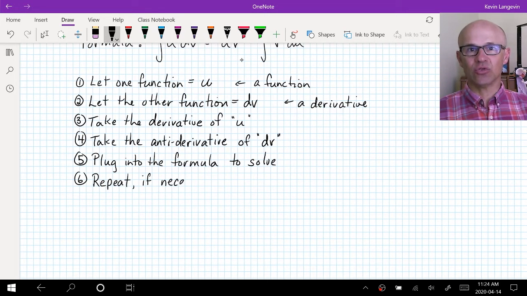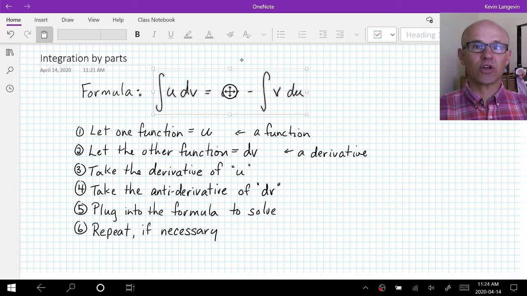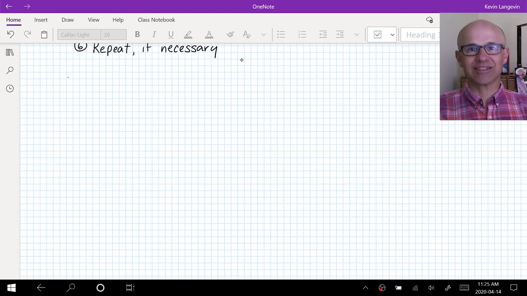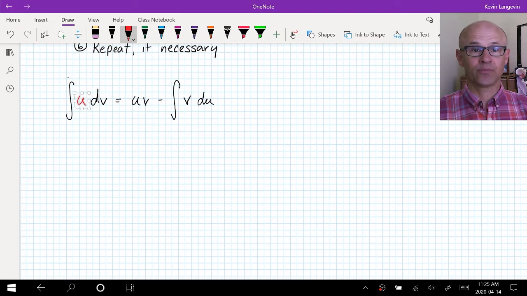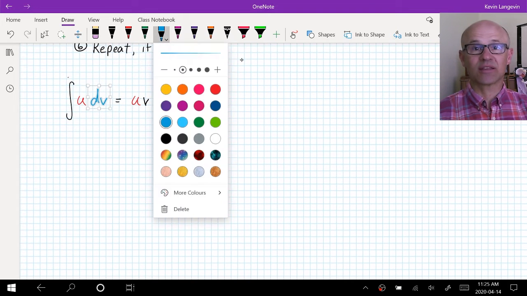Typically, if you've got something with a power, that's your u most often, because you want your u's power to break down by steps as you go through various derivatives. So for my first example here, I'm going to try and color code it in such a way that it'll help make things a little bit easier to follow.